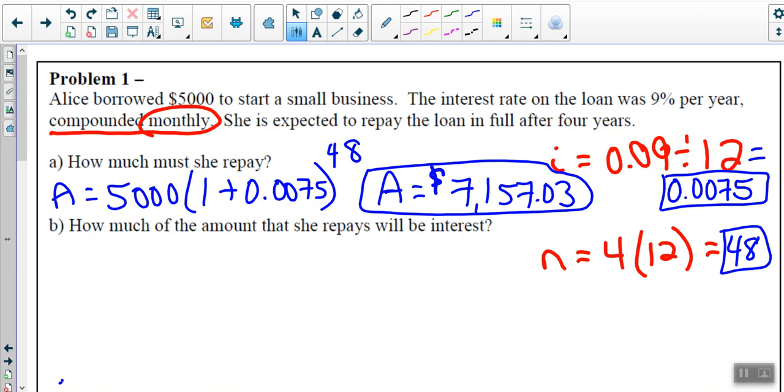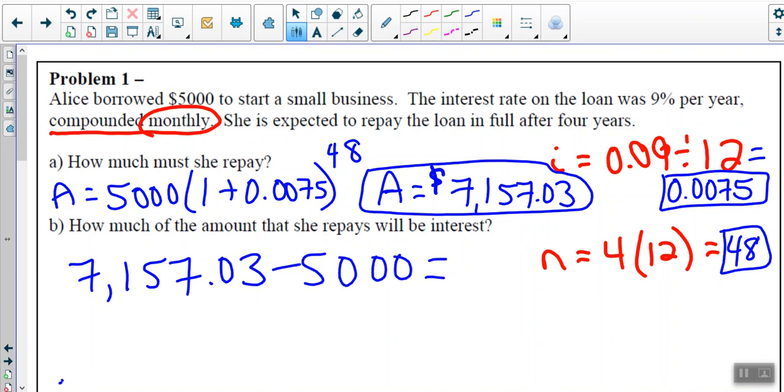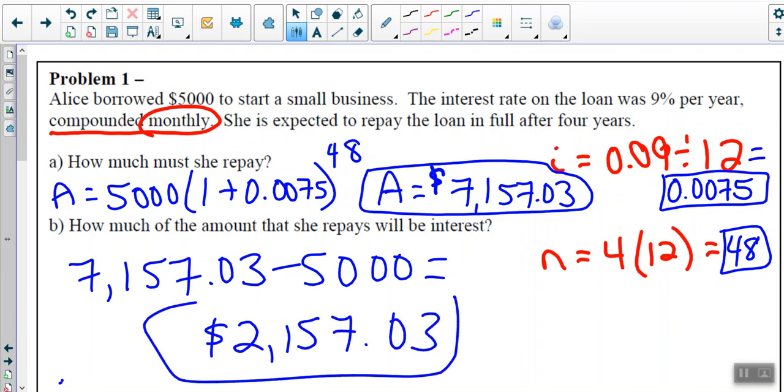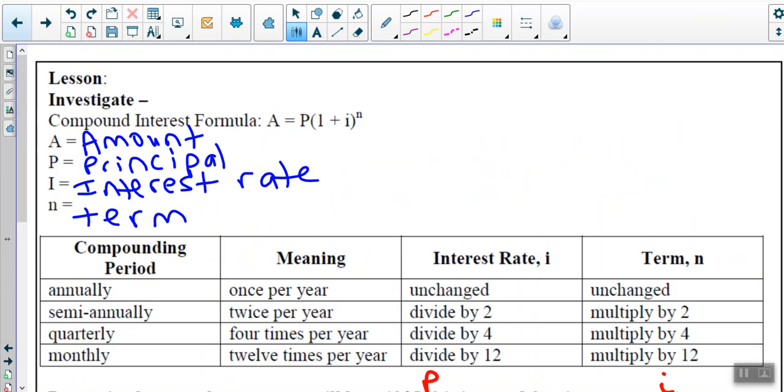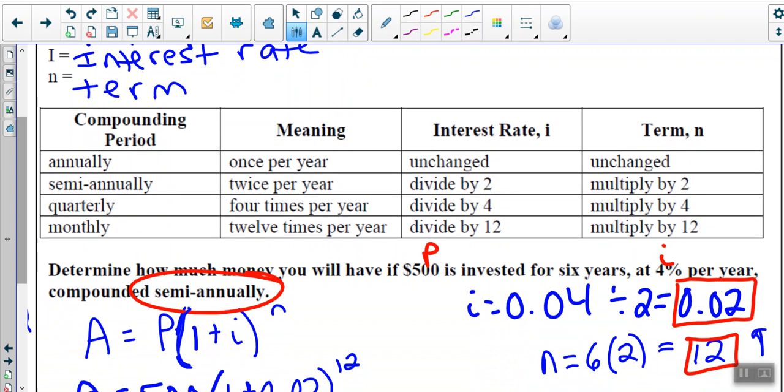Now, considering that she borrowed $5,000, to figure out how much of that is interest, I'm going to just subtract the 5,000, which means $2,157.03 is interest.